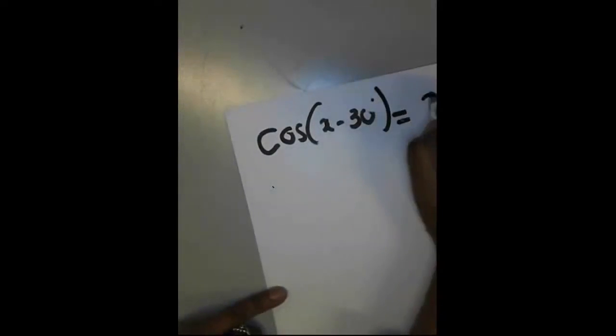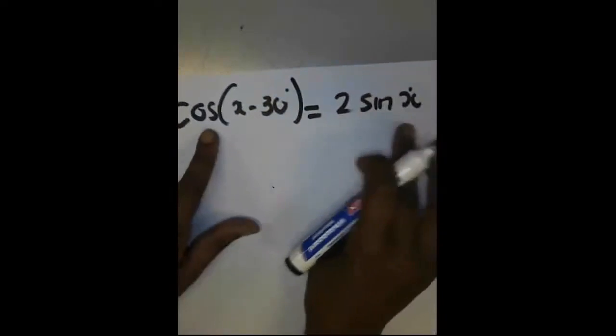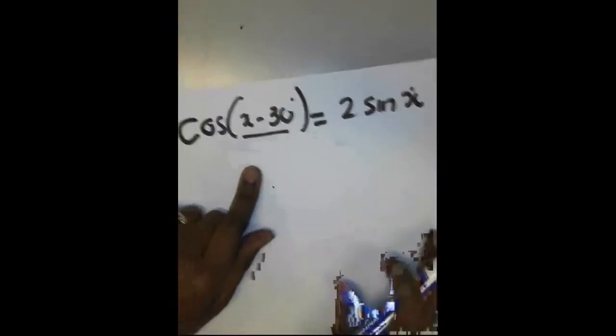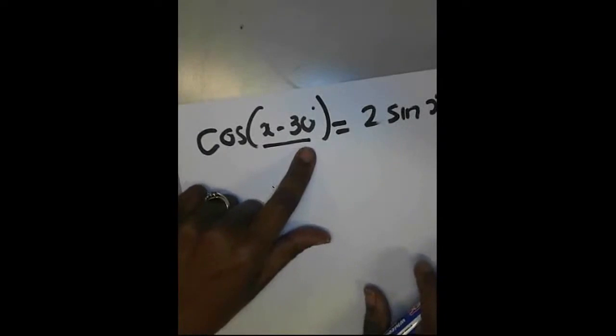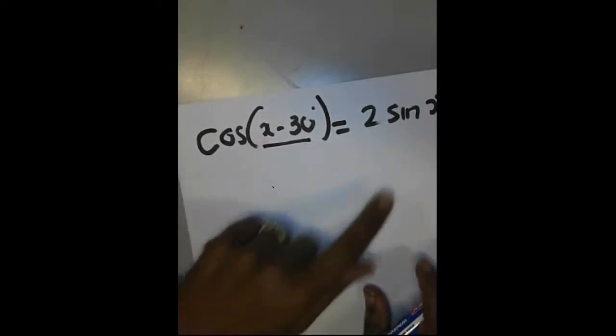So I'm looking at cos(x - 30) = 2 sin x. I can't just divide both sides by sin x because there's an x - 30. But I know how to deal with this. Why? This is a compound angle, so I need to expand the side first before I can simplify.